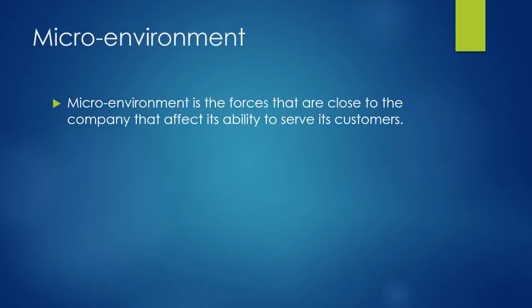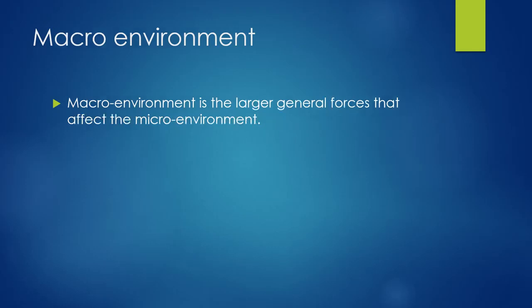When identifying the environmental factors, we have to consider two types of forces, the microenvironment and the macroenvironment. Microenvironment is the forces that are close to the company that affect its ability to serve its customers and, at the same time, its ability to fulfill the objectives of the organization. Macroenvironment is the larger general forces that affect the microenvironment. It consists of all forces that shape opportunities and pose threats to the company.